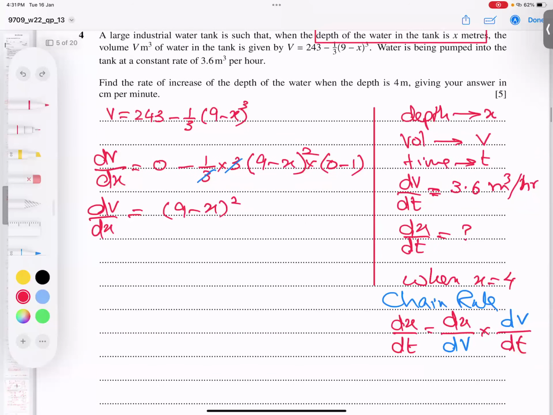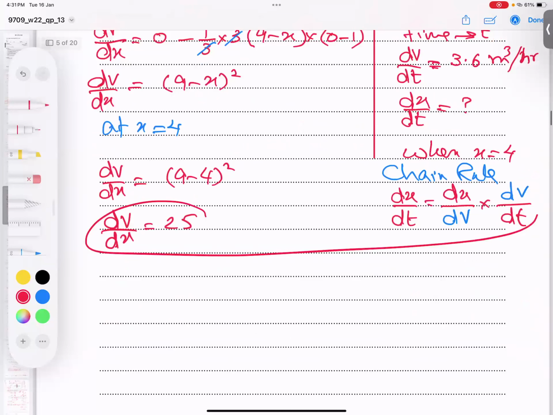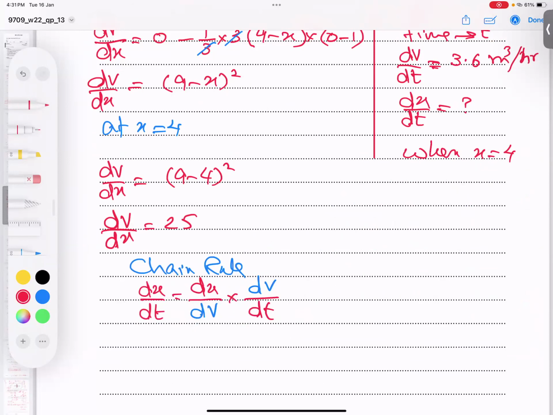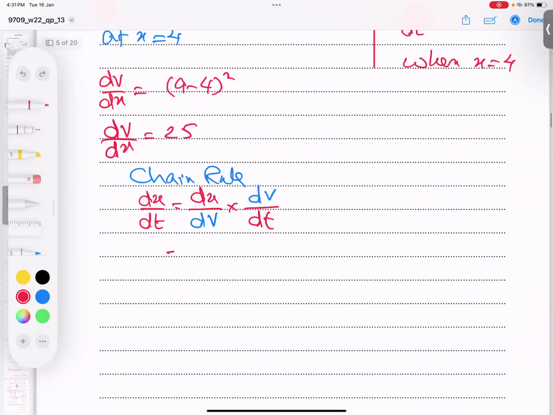Now, at x equal to 4, I plug in. So dV over dx, when I plug in 4, is 9 minus 4 to the power 2, so 25 comes. Alhamdulillah Rabbil Alameen. Now I'm going to plug these values in. I'm bringing the chain rule formula here. The unknown I'm leaving as it is, but this value in a flipped form.